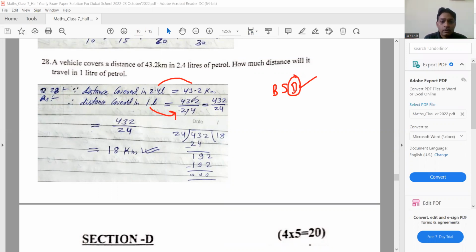So when we cut the decimal sign, we will get the value 432 upon 25. Now simply divide 432 by 24 and you will get 18. I hope you know how to do division. It's a simple technique. Okay. So question number 28 is done.